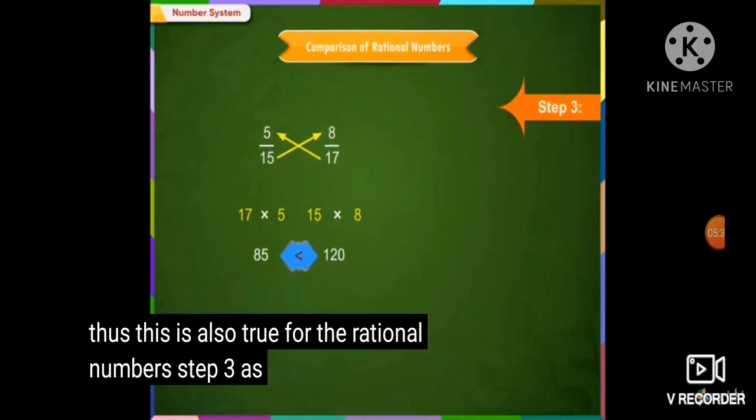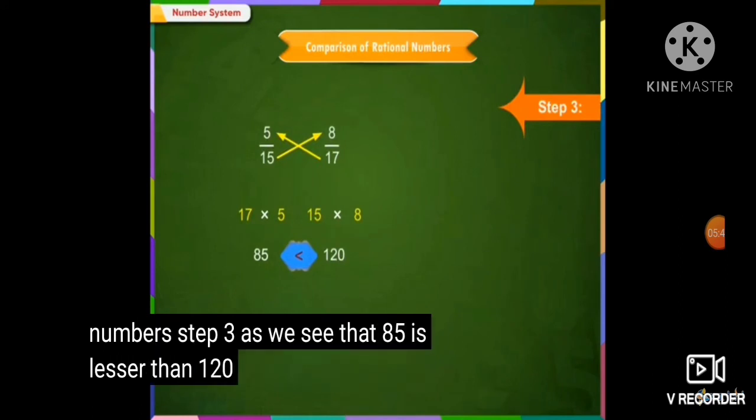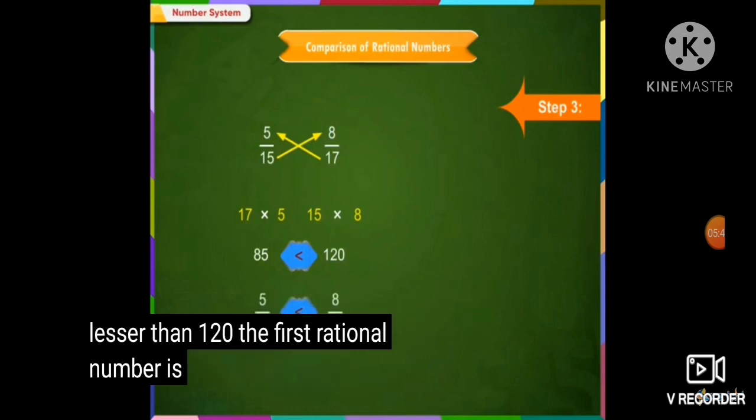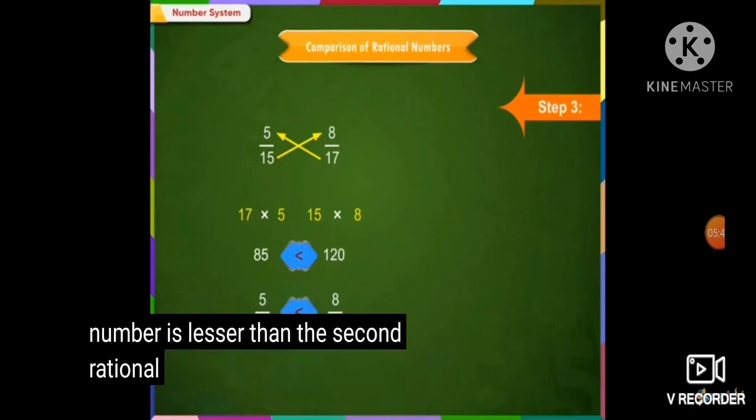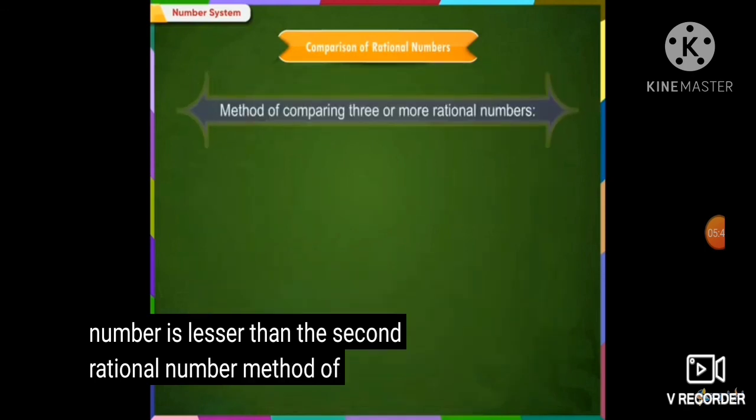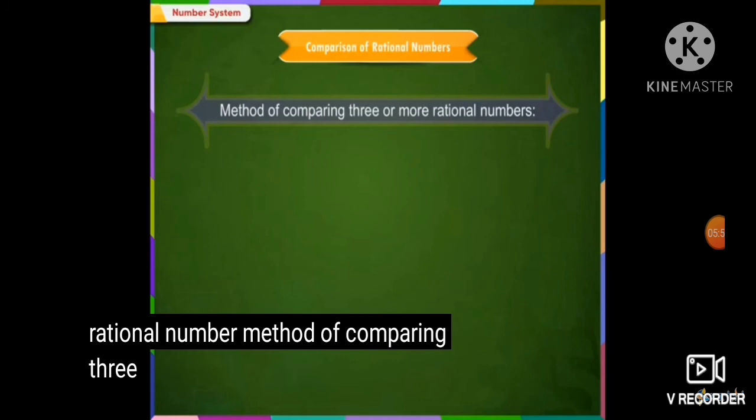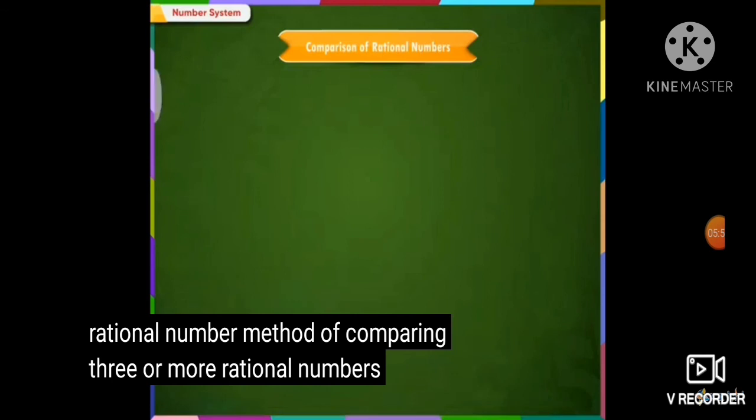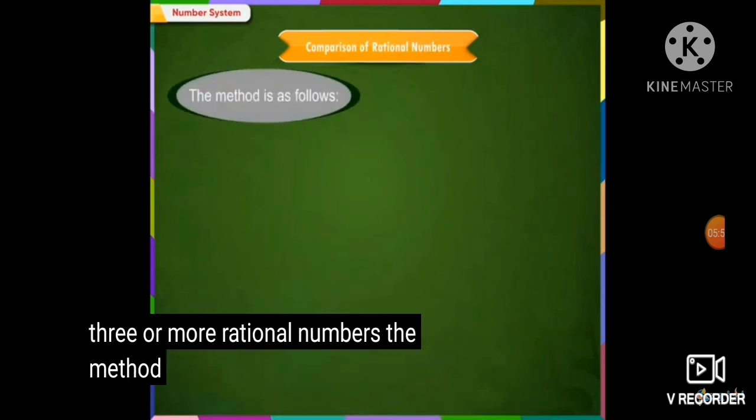Now step 3: as we see that 85 is lesser than 120, the first rational number is lesser than the second rational number. This is the cross multiplication method of comparing rational numbers, and the method of comparing 3 or more rational numbers. So these are all the methods you can use to compare them.